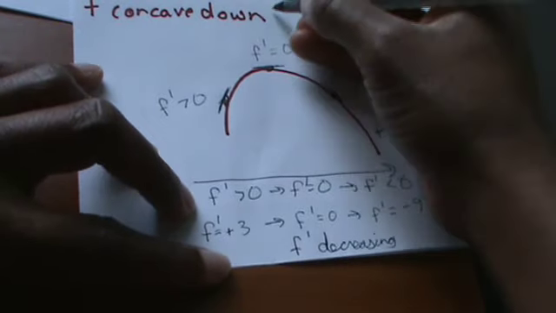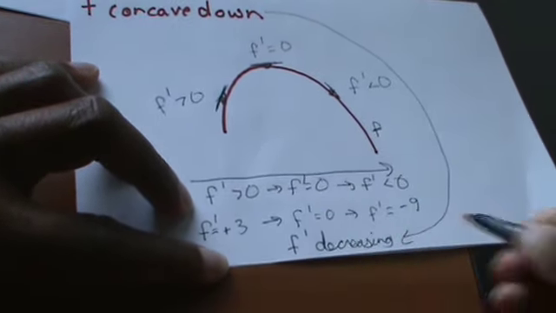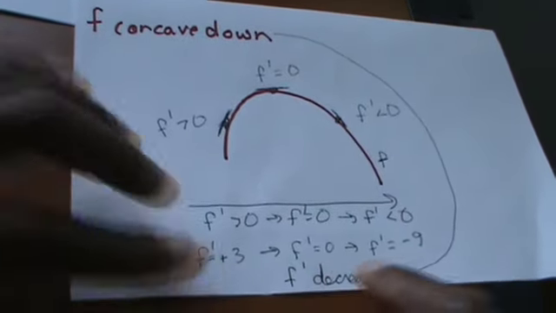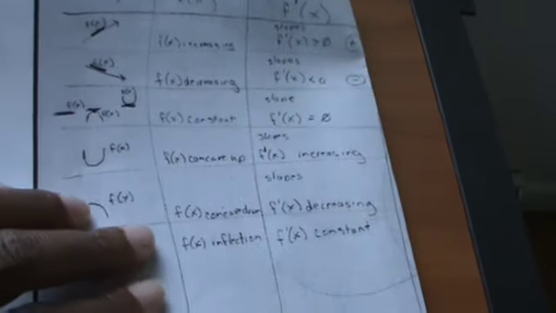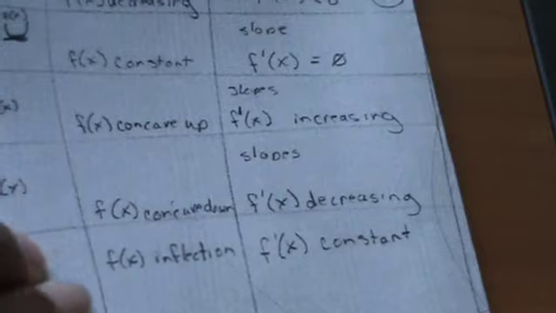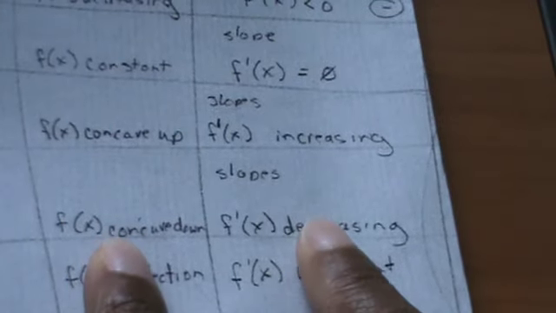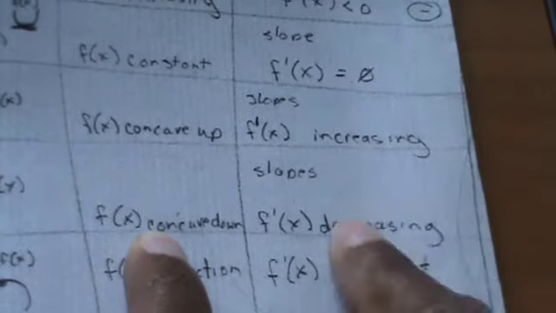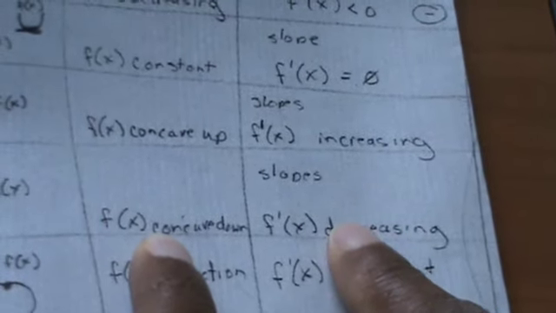Right? So every time our function is concave down, it has decreasing slopes. All right, and let me show you that on the table. Again, the table is very helpful. Okay, so if you look right there, if your function is concave down, it has decreasing slopes of your tangent line.